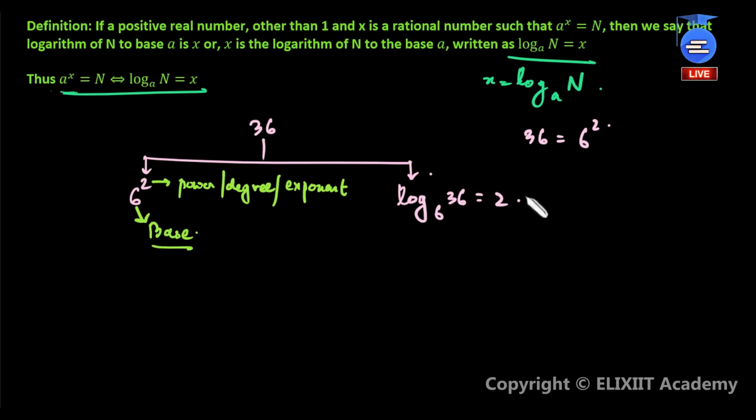To what power of 6 gives 36? That is log of 36 base 6, which is 2. 36 is what degree of 6 basically? 6 square. So log 36 base 6, because this is your base, so this will come to the base. Log 36 base 6 is 2 basically. This is the logarithmic representation, in which this particular thing is now your exponent, or the power or the degree.